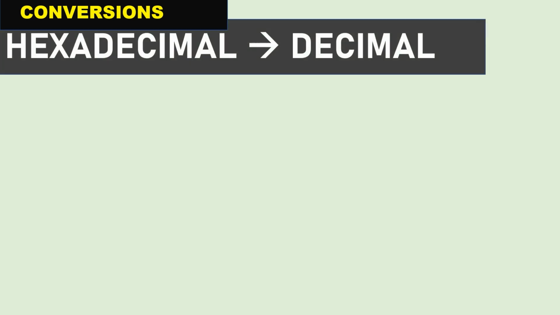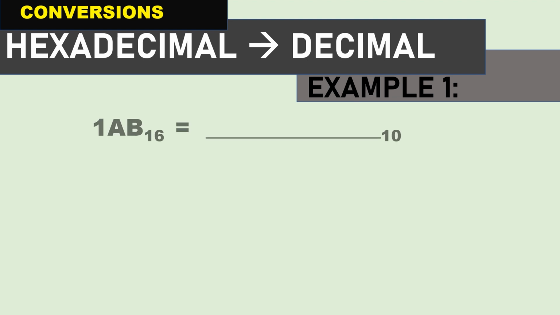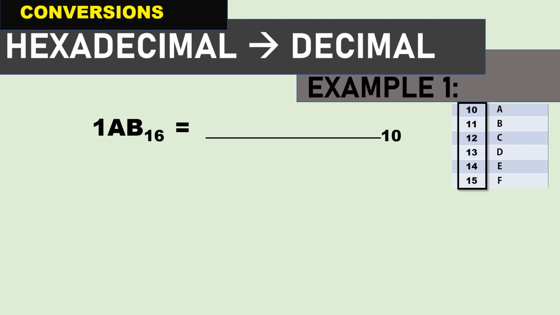So we have another conversion. This time we have hexadecimal to decimal conversions. Example number 1. The given is 1AB in base 16 is equal to blank in base 10. So I have here the equivalent of hexadecimal to the decimal number system.